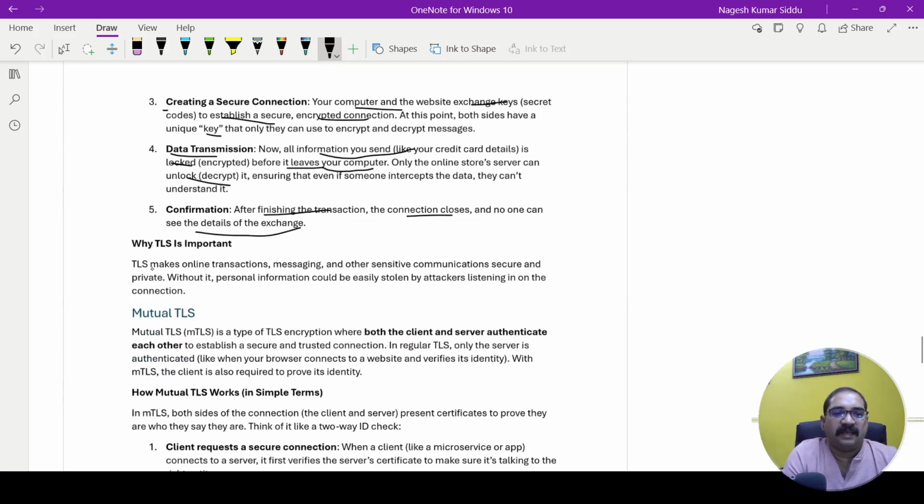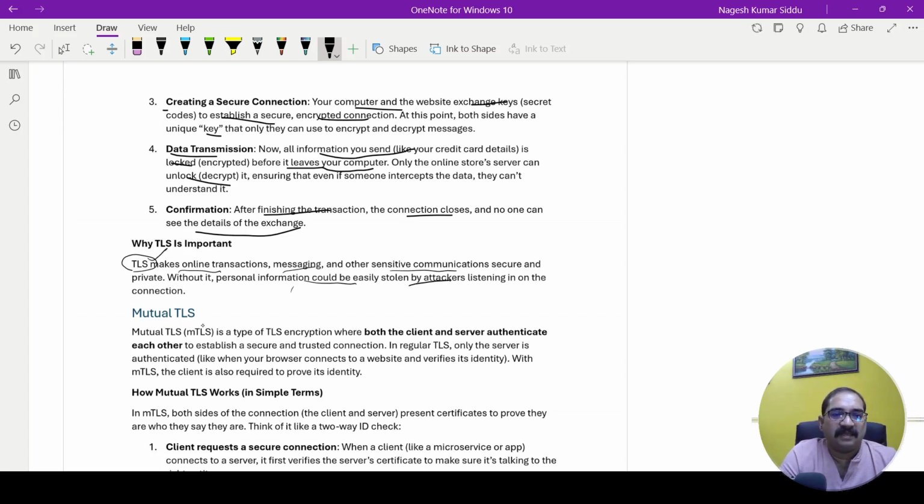Now why is it important? When we are doing any online transactions or sending any messages and other sensitive communications, it is possible to send them in a secured and private way only if you have TLS enabled. Without it, personal information could easily be stolen by attackers.